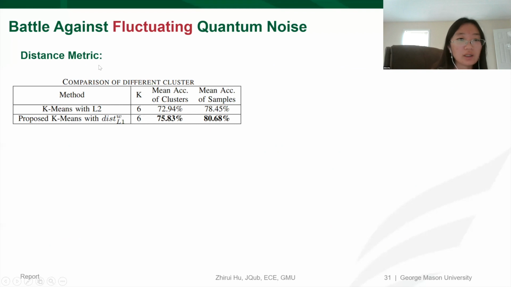I also did an ablation study for the distance metric. We can say that our proposed k-means with the weighted distance L1 norm, the accuracy of clustering and the mean accuracy of samples are both higher than with the L2 norm. That's all of my two works.